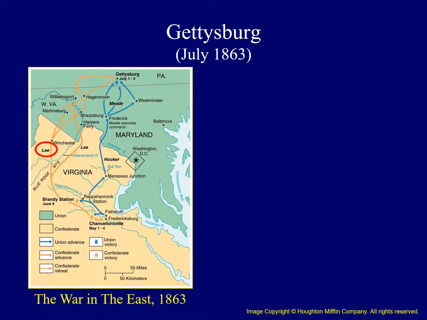Lee proposed an invasion of the North in the summer of 1863. As they moved into Union territory, they seized much needed food and supplies. However, they became engaged with Union troops led by George Meade at a small town in Pennsylvania named Gettysburg.